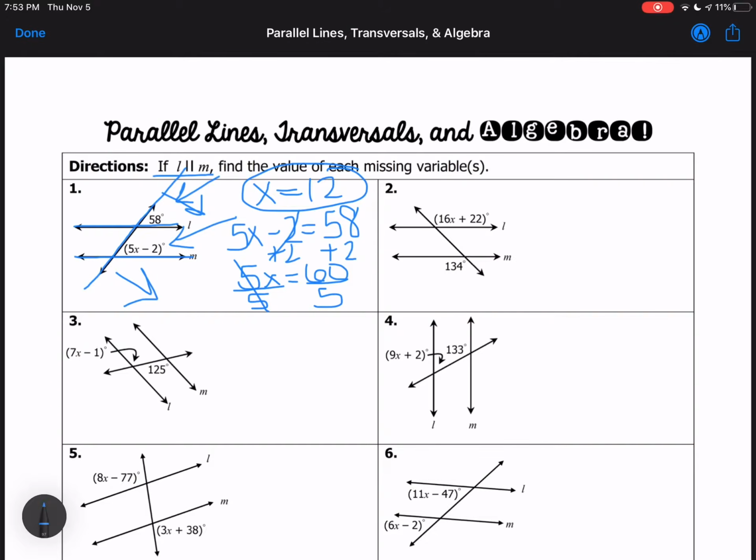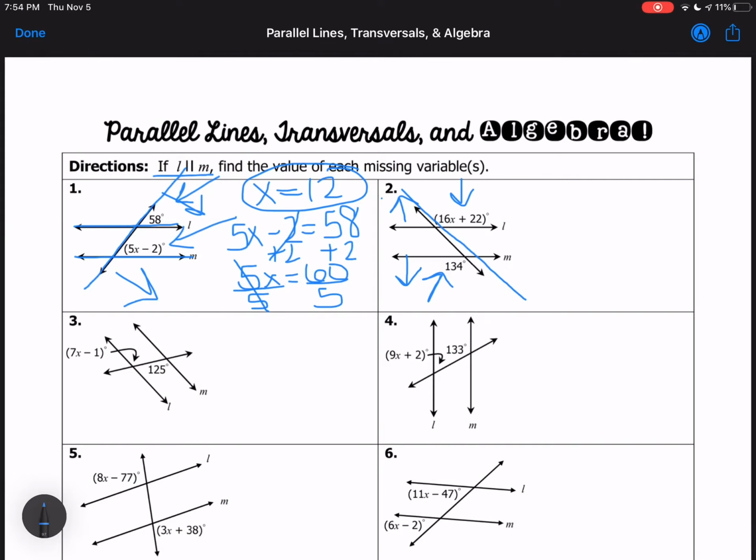Then I'm going to move ahead to number 2. So number 2, again, L is parallel to M, and then this is my transversal right here. Oh, sorry, that was a really bad line. So we need to figure out the relationship between 16x plus 22 and this angle here that's 134. So these are going to be on opposite sides of my transversal, and they are going to be exterior because they're outside those two parallel lines.